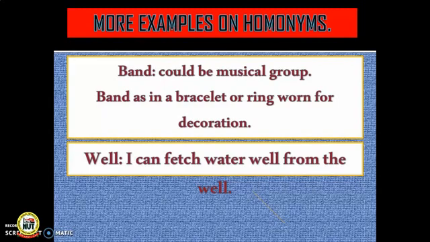Source of water, well, like tap, well, rain. So now look at this sentence. I can fetch water well from the well. That means you do very well in being able to draw water from the well. And in the first one, you could come up with a sentence like, a member of the band is wearing a beautiful band around his wrist. What about that? What are the things you could try?